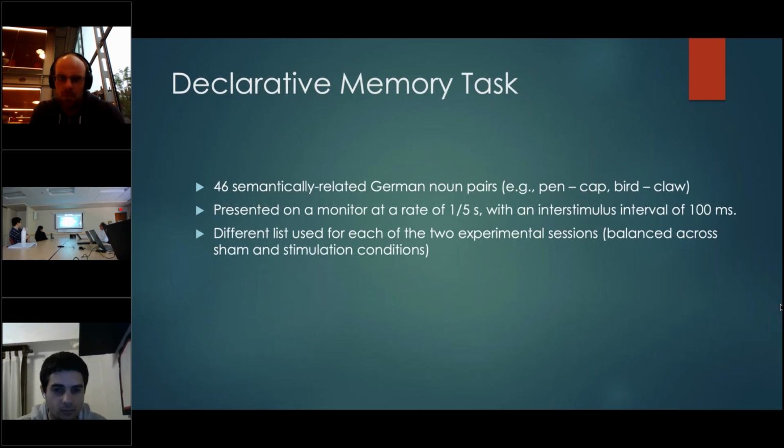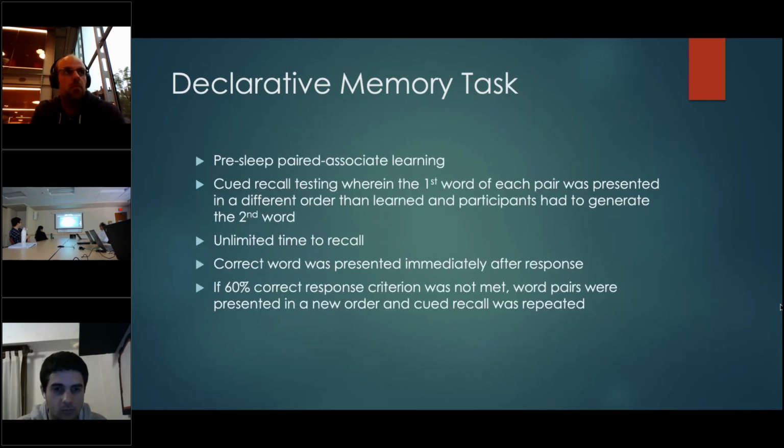So they had the pre-sleep paired associate learning, and that was tested with cued recall, so they would supply the first word for testing, and then you would generate the second word. And of course, that was in a different order than it was presented. They had unlimited time to recall, and as soon as they answered, they were presented with the correct word. So if they got it wrong, they could have another chance to learn it. And if they didn't get 60% correct responses, then the word pairs were presented again for learning and testing, and of course, in a new order.